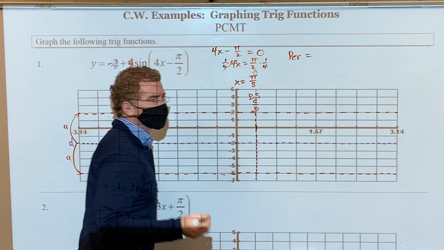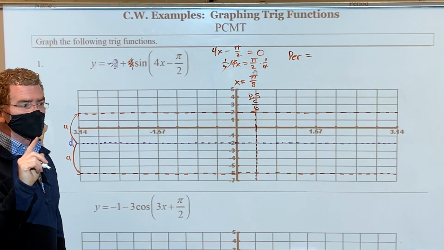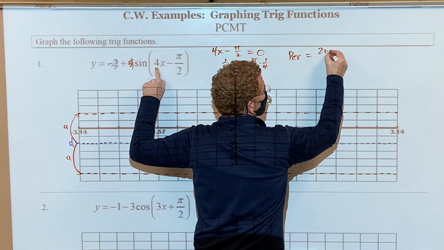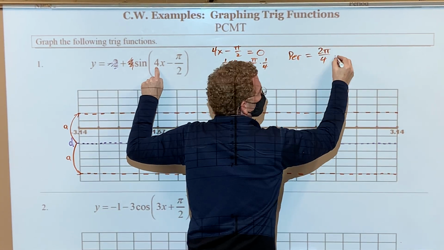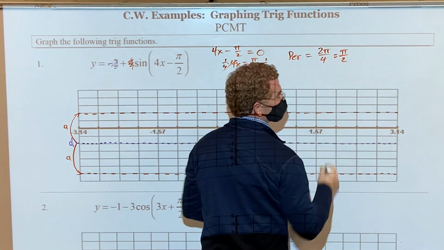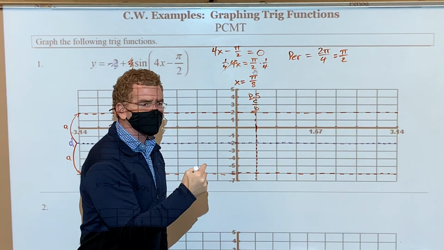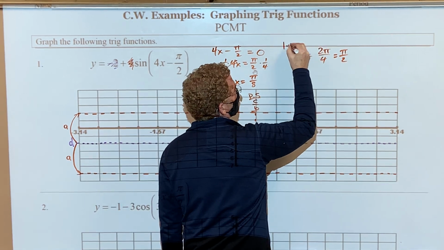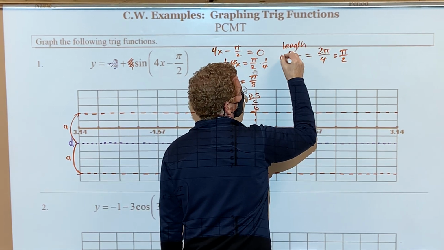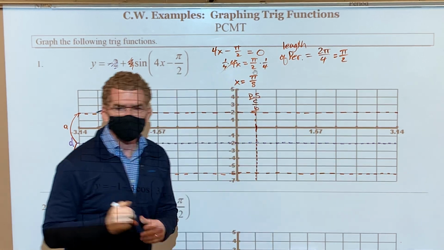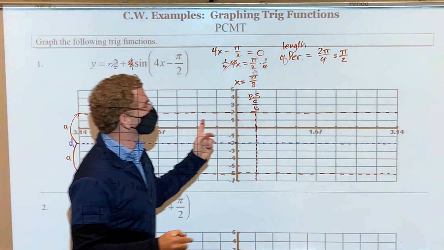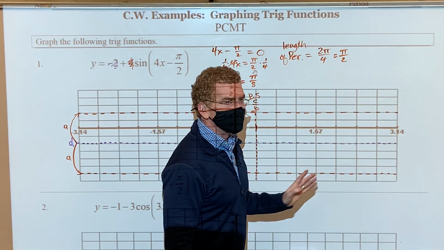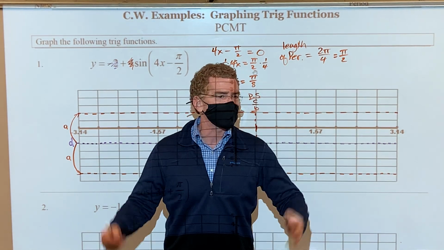What is it? It's always, for sine and cosine, 2 pi over the b value. Now this is the part that, until you get this down, is a little tricky for some. So pi over 2. Now remember, period is not a location. Period is a short way of me saying length of the period. Period's a length. So the length of the period is half of a pi. Now remember, the length of pi is going to vary from graph to graph.